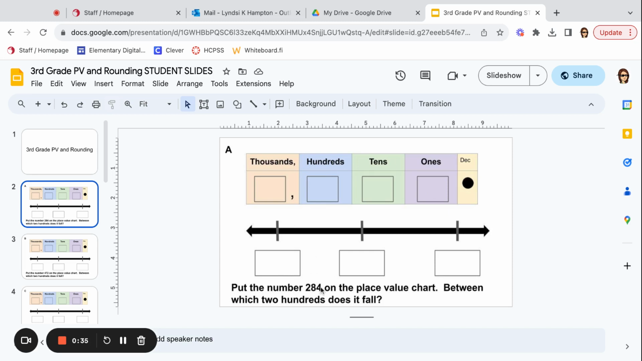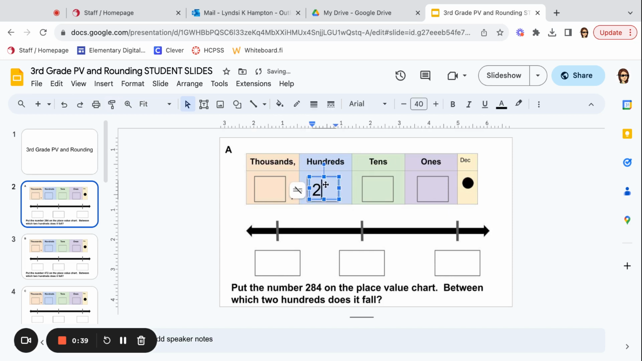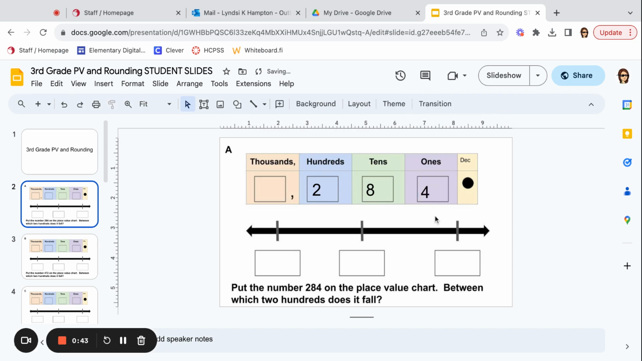So it says put the number 284 on the place value chart. So I'm going to start by putting 284 in the right positions on the place value chart. Then it says between which two hundreds does it fall? That doesn't mean the number 200. It means this is somewhere between some hundreds. And we need to figure out where that falls.